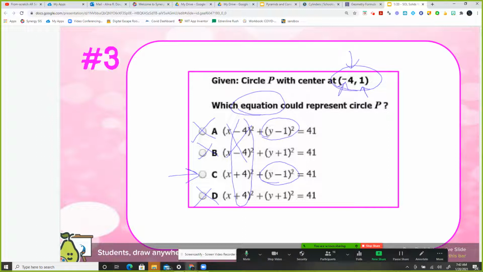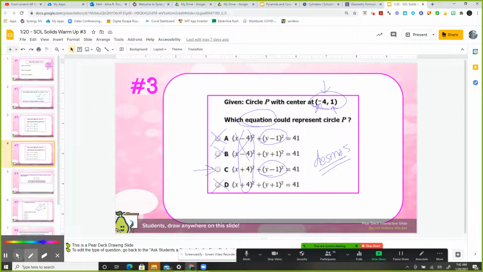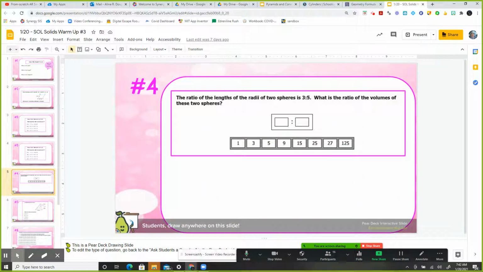If you are ever concerned, use Desmos, right? Desmos is your friend. All right, question number 5. We looked at a similar one yesterday, so let's see if we remember how to do it.